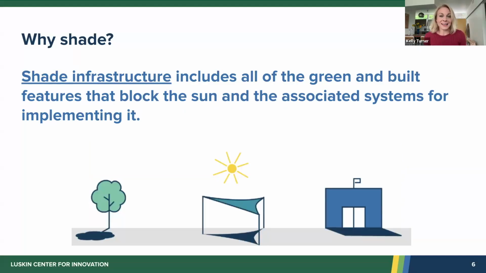Another great thing about shade is that it can be cast by any vertical object in the environment. Anything that's blocking the sun is creating shade. And so we refer to that as shade infrastructure: all of the green and built features that are blocking the sun, but we also included all the associated systems that are there to implement shade. So why do I mention that? Well, a lot of us think about trees as being good shade providers. However, we don't necessarily think about the combination of all the features in the environment that might be producing shade in our communities. And next slide.